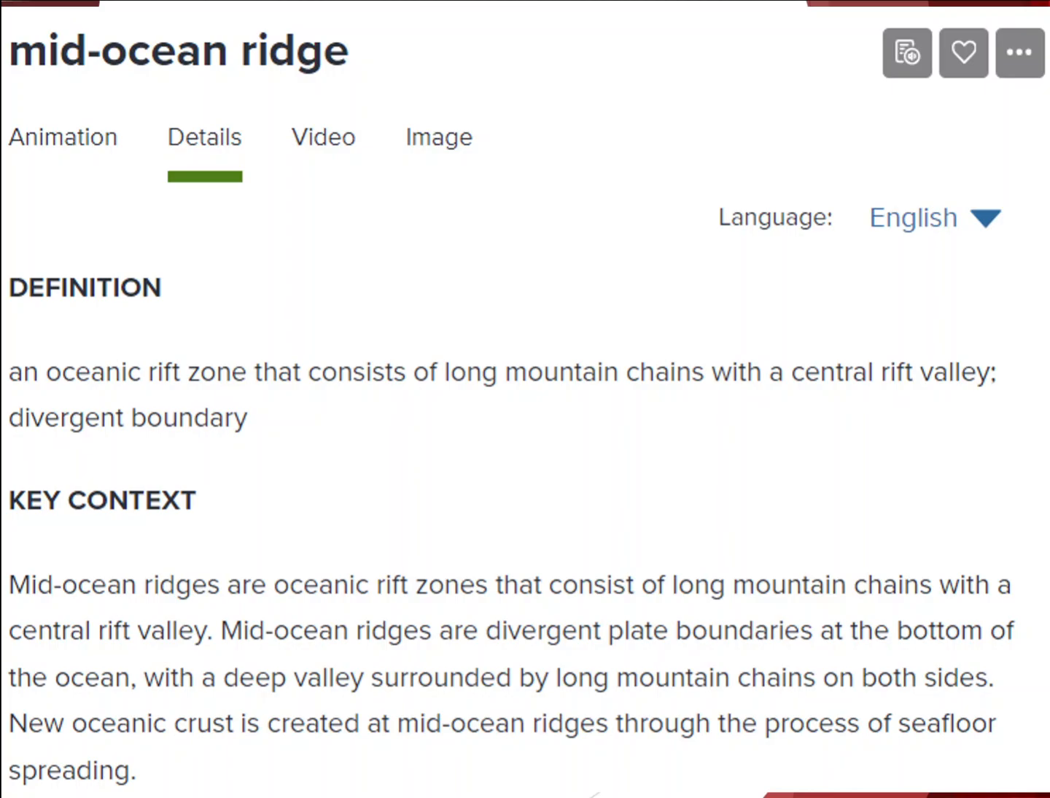As you finish copying down this definition, let me remind you that mid-ocean ridges are oceanic rift zones. Mid-ocean ridges are divergent plate boundaries at the bottom of the ocean. On either side of a mid-ocean ridge, you will find long mountain chains.